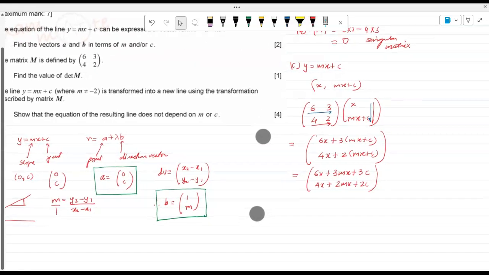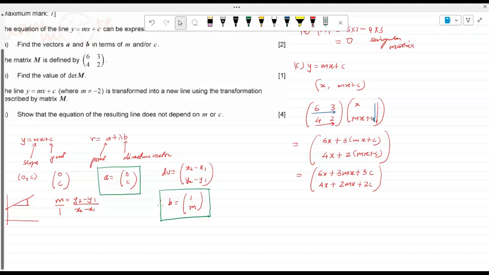Correct? Can you remove common? Can you remove 3 common? 3, 2s are 6. Correct?